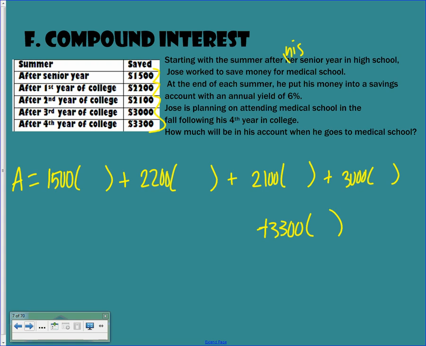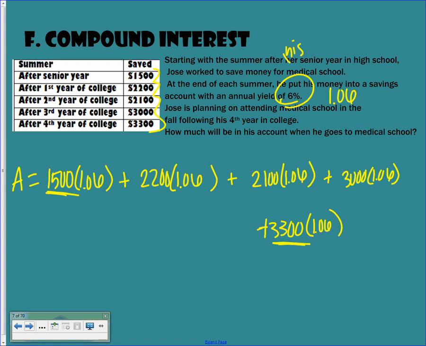The next part I'm going to notice is that it's an annual yield of 6%. Well, this is what we did last chapter. You would turn that to be 1.06: divide that by 100 and add 1. So all of these would be 1.06. In all of these parentheses, we'd have 1.06 for our interest rate. Now the question is, is the amount of interest the same for 3,300 as it is for 1,500? Well, absolutely not, okay, because the 3,300 came in last and the 1,500 has been there for 4 years.